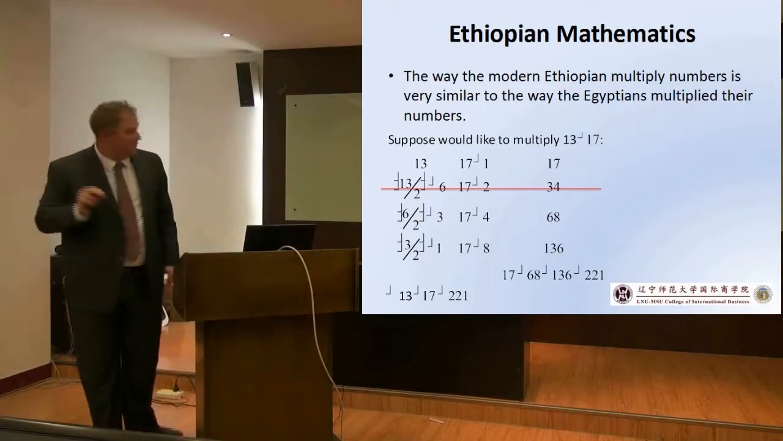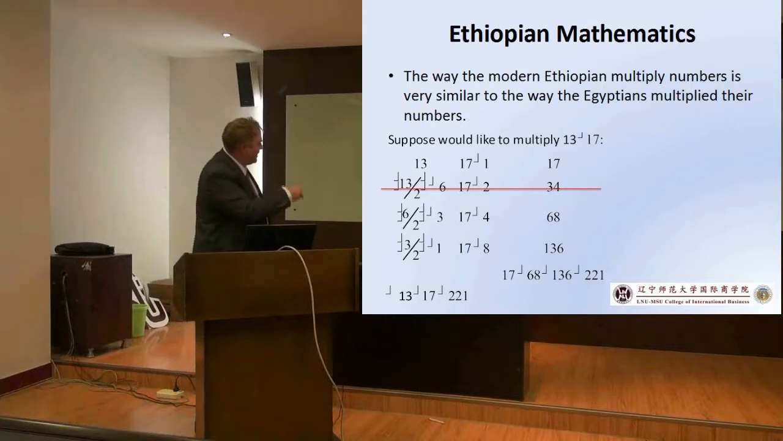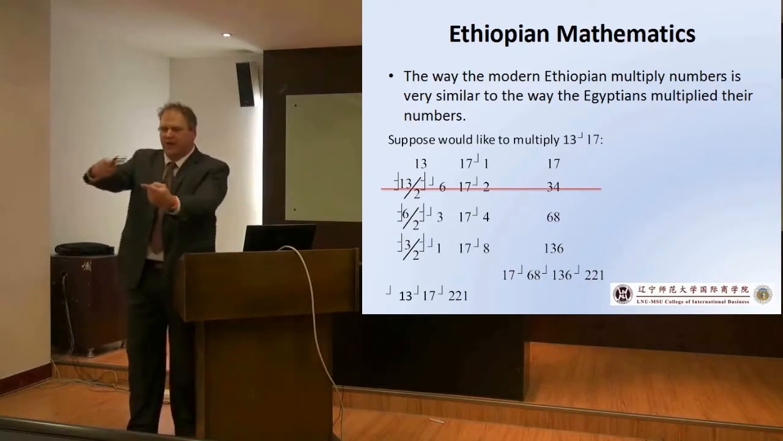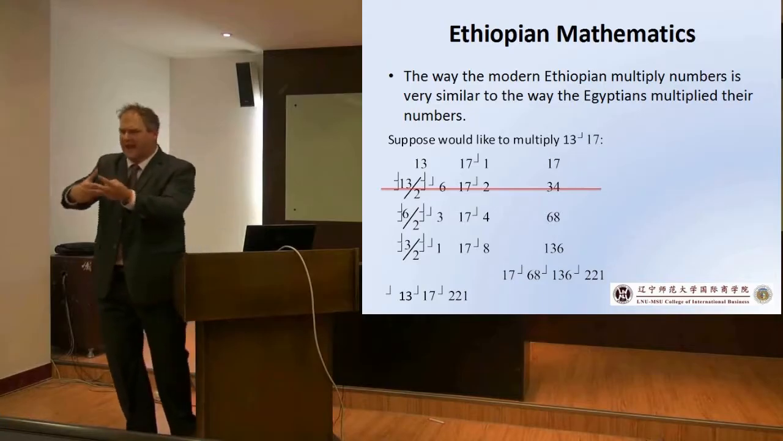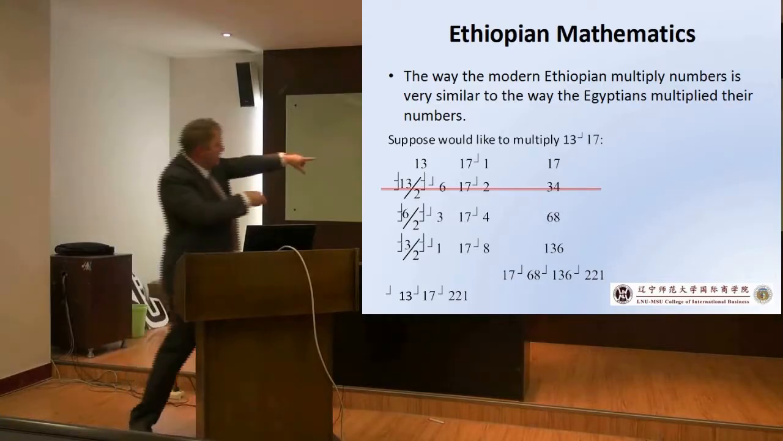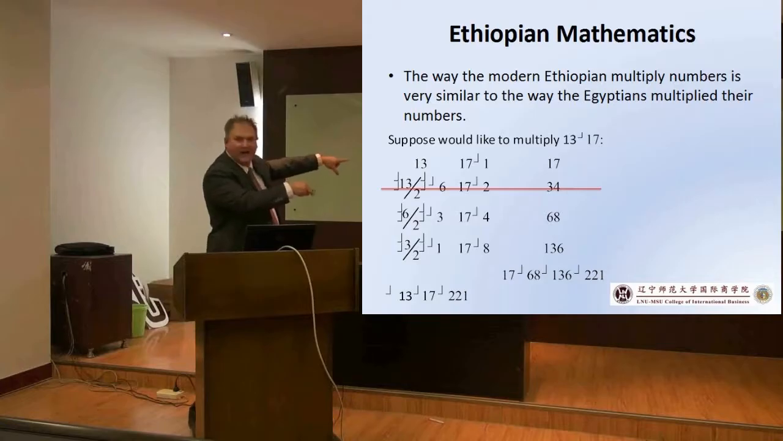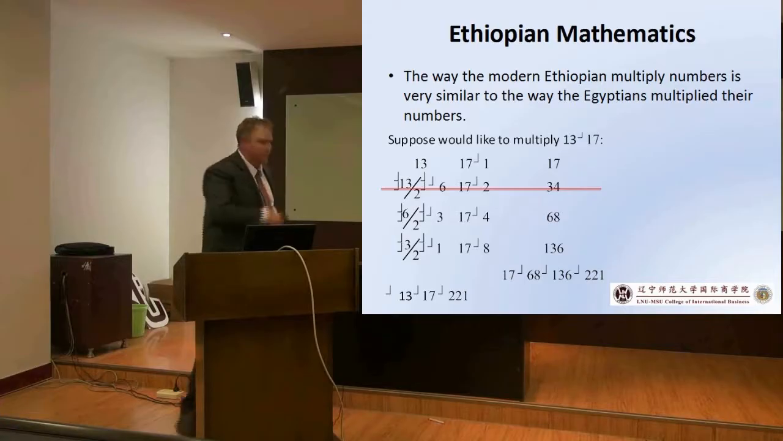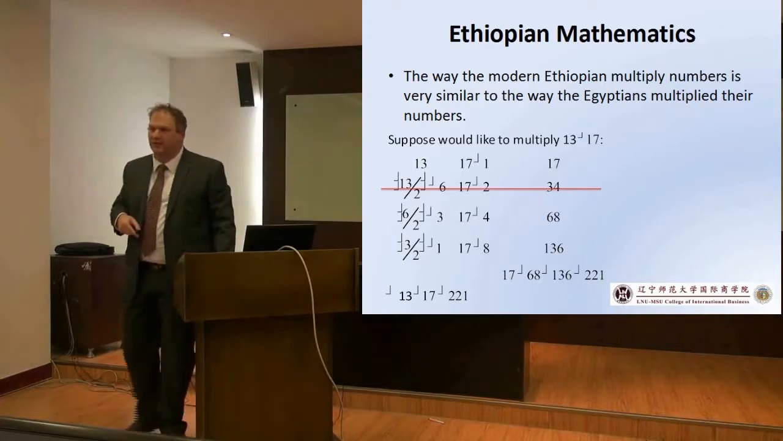Okay? Now here's the clever bit. On the left-hand side, wherever the number is even, remember even numbers, folks? It's like 2, 4, 6, 8, any number that divides by 2. Anywhere it's even, you cross it out. And all you have to do is just add up. 17, 68, 136, and you get 221, which is 13 times 17.